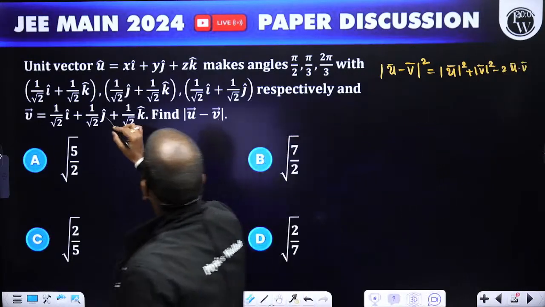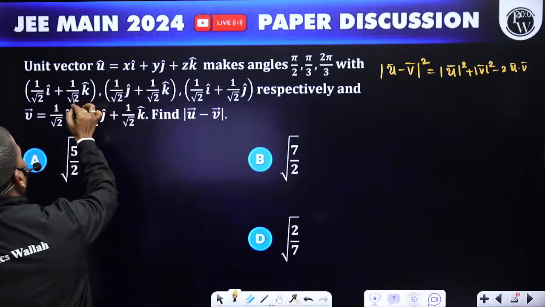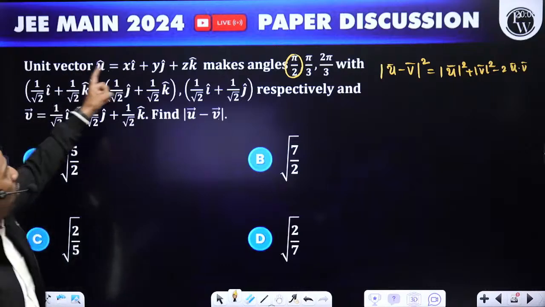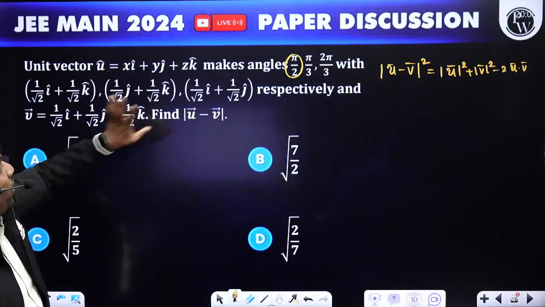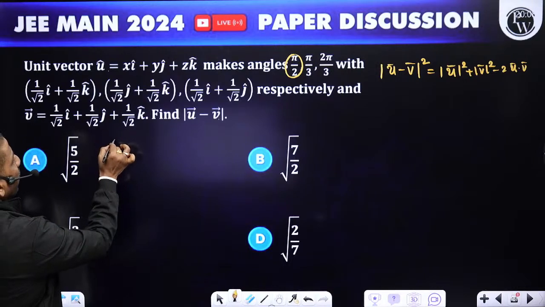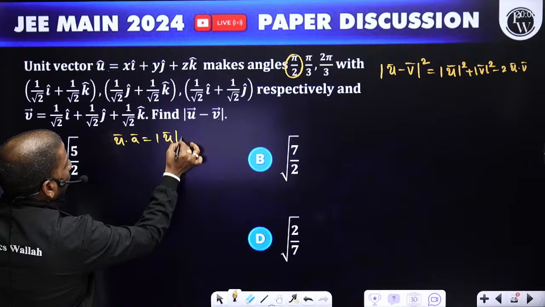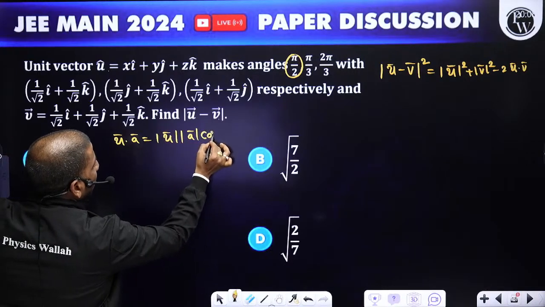But what is the condition given? Angle between u and the first vector is pi by 2. And u and these vectors are unit vectors. So when you have u dot v, what do you get? Magnitude of u, magnitude of v cos theta. Correct?